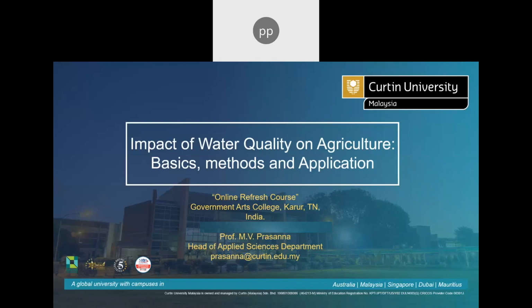Actually, this topic will be divided into three parts. First, we're going to discuss some basics about water quality, what the impacts of this water quality are on agriculture, and also how agriculture can affect water quality. The second part is the methods. That means the various methods available to quantify water quality for agricultural activities. And the third part is the application. Mainly I will show you some case studies of how researchers are dealing with these water quality problems in agriculture.